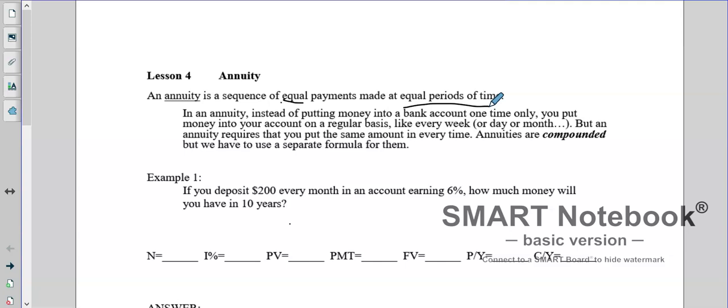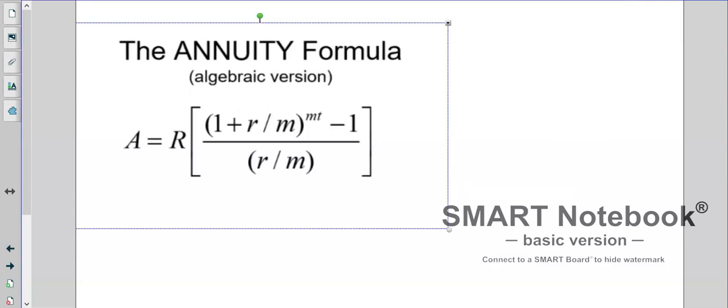But an annuity requires you put the same amount in every time. They are compounded, but we use a separate formula for them. I'm going to show it to you. You don't have to write this down, but I just want you to see it's kind of nasty.